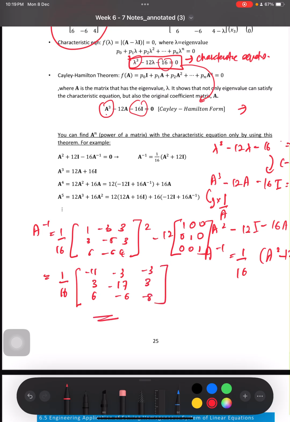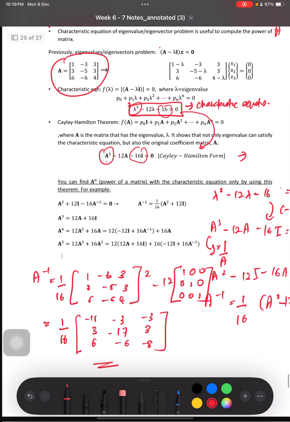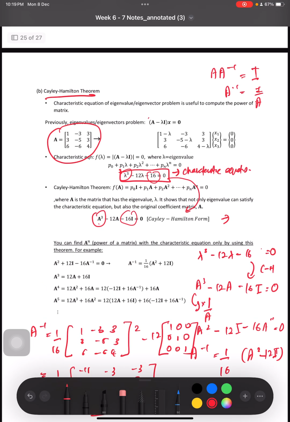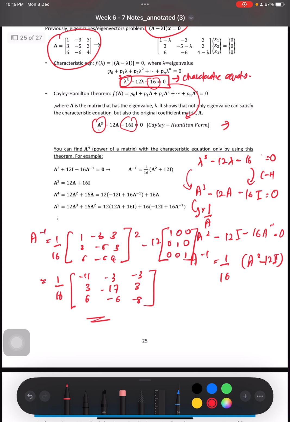So this is another way of finding the inverse matrix using the Cayley-Hamilton theorem. Again, I repeat, using this concept, you get the characteristic equation. From the characteristic equation, you transform it into this format, and after that, you multiply with 1 over A, and you solve it by replacing the value of the matrix.